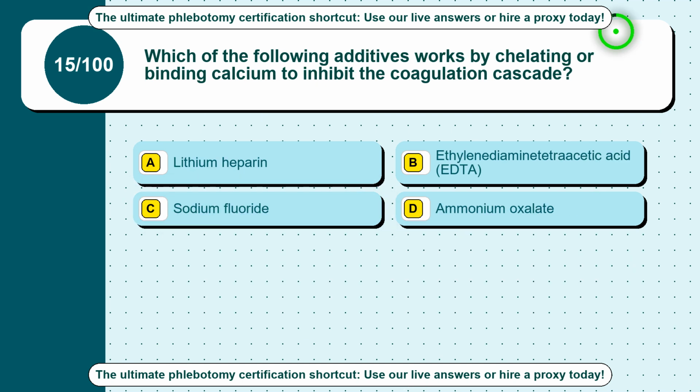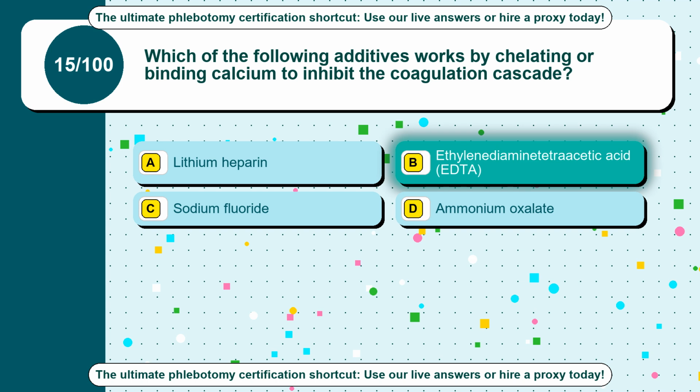Question 15. Which of the following additives works by chelating or binding calcium to inhibit the coagulation cascade? Option A, lithium heparin. Option B, ethylenediamine tetraacetic acid, EDTA. Option C, sodium fluoride. Option D, ammonium oxalate. The correct answer is option B, ethylenediamine tetraacetic acid, EDTA.